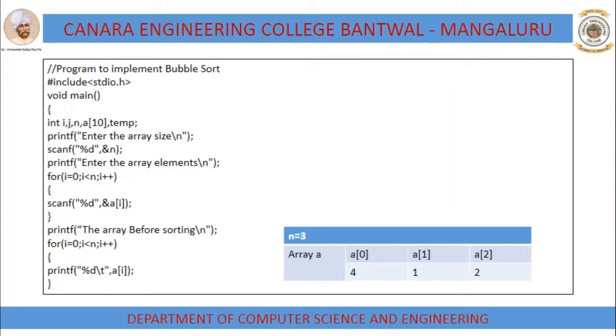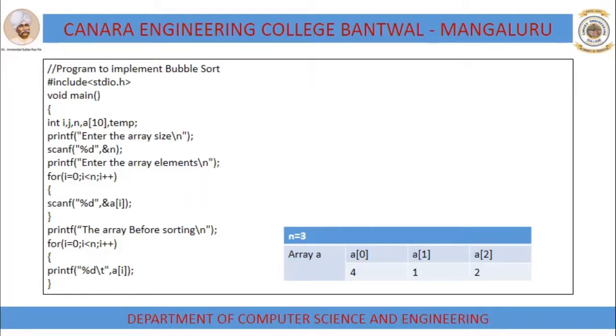So for i equal to 0, 0 is less than n, which is 3, so 0 is less than 3. The condition is true, so the control will come inside. printf %d\t. So a of 0, the value is 4, so 4 will be printed. Then again i plus plus, i will be incremented by 1. So i becomes now 1. 1 is less than 3, the condition is true, so control will come inside the for loop.